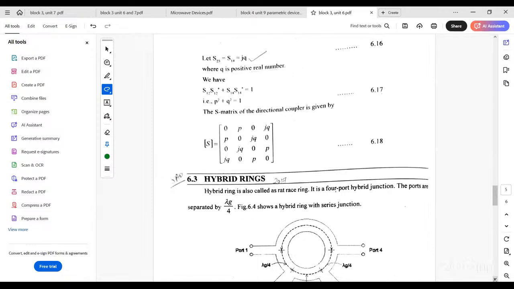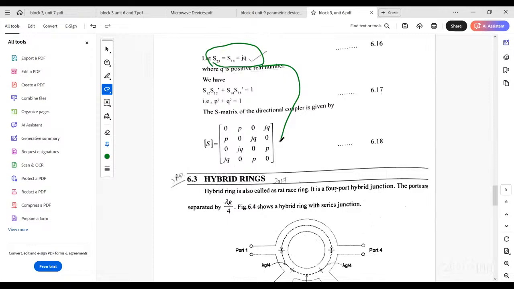the real term is over. Now I am concentrating on the imaginary term. Which imaginary term will I choose? S23, S14. I am treating it as JQ, and substituting all these factors in the matrix. After substituting, we get the matrix in terms of real terms P and imaginary terms JQ. This is about which topic? This is about the scattering matrix of a directional coupler.